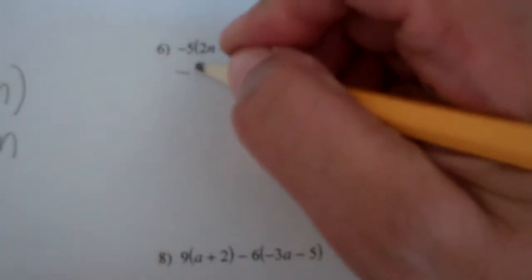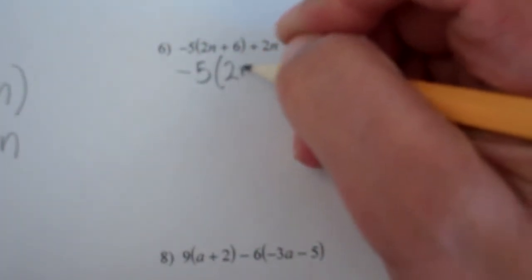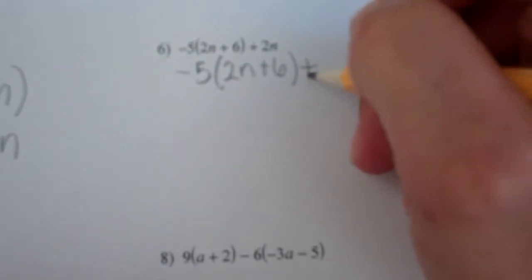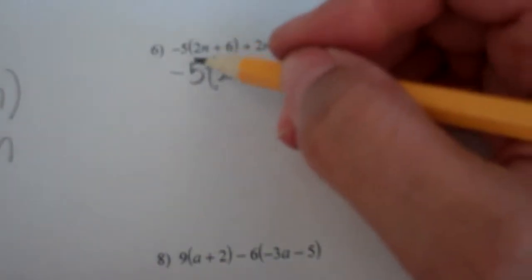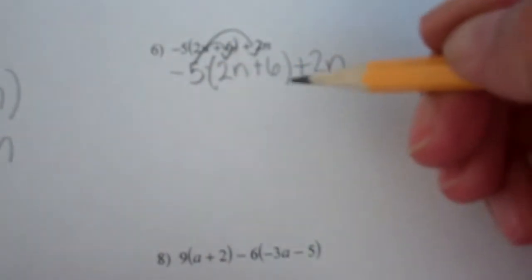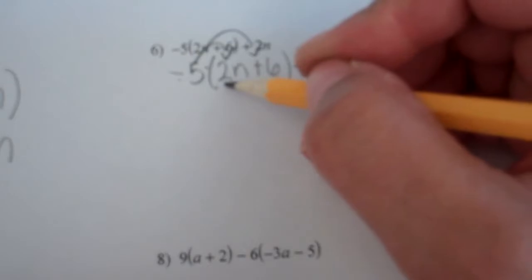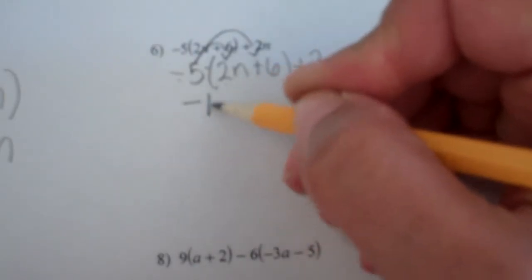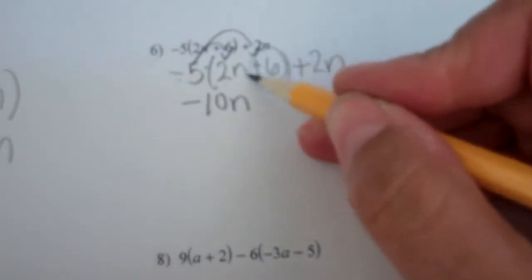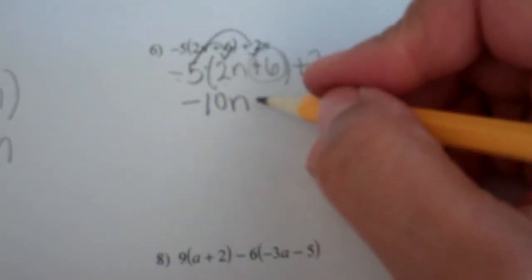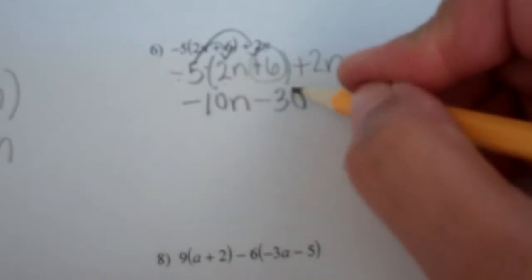Okay, for this one, negative 5 times the quantity 2n plus 6 plus 2n. Again, the first thing is to remove the parentheses. We do that by using our distributive property. Negative 5 times positive 2n is negative 10n. Negative 5 times positive 6, and notice I'm using that operation in front, is minus 30.